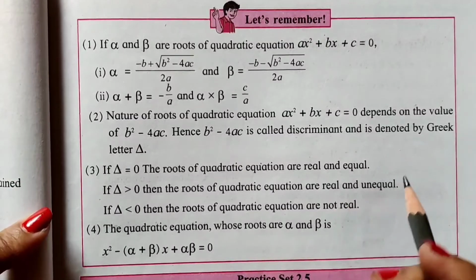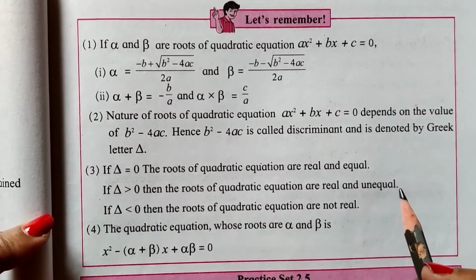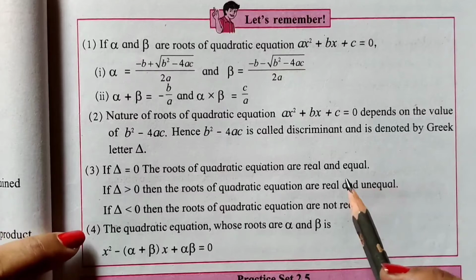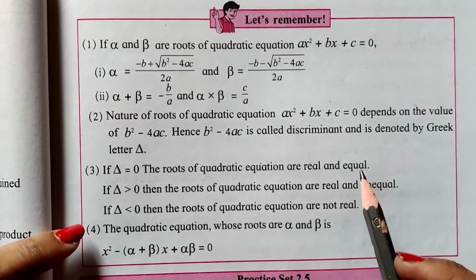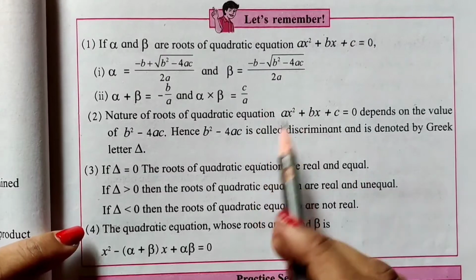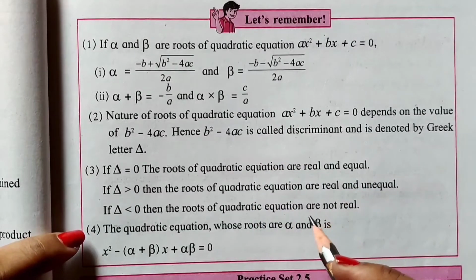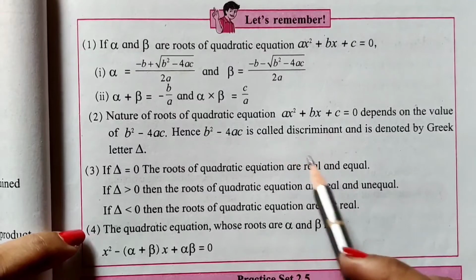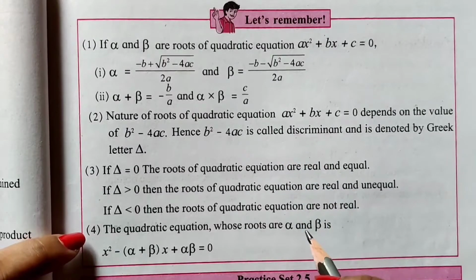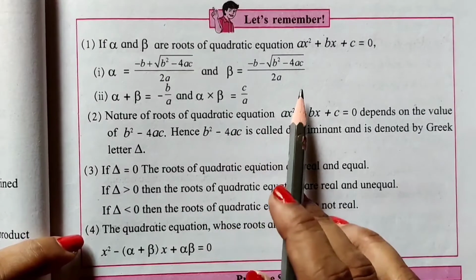So children, before starting to solve the questions from practice set 2.5, let us learn and remember a few basic concepts related to quadratic equations, because the sums from practice set 2.5 are based on these basic concepts. If you learn this, it will be easy to solve the questions from practice set 2.5. So let us learn this and remember this.